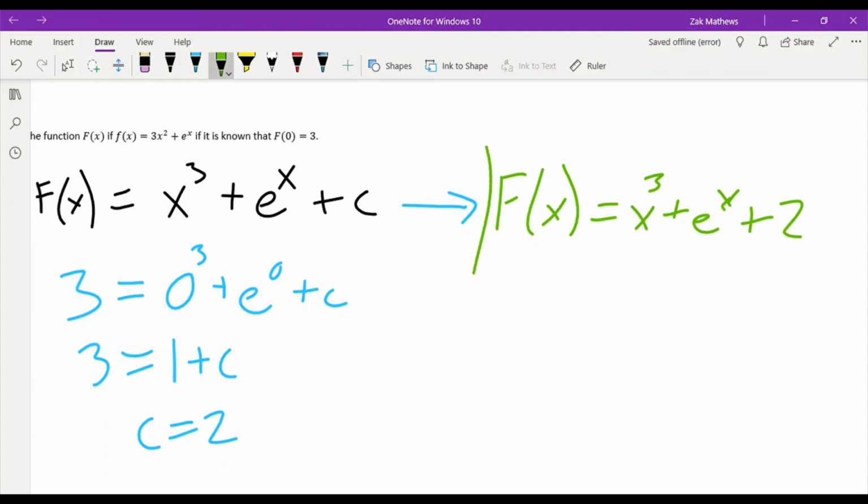We knew what the antiderivative of the 3x squared was. We knew the e to the x. We just didn't know initially what that c value was supposed to be. We thought, hey, there might be a constant. There doesn't have to be. The c may have just been 0. But by plugging in that little bit of extra information, we're able to figure out what that c value should be.